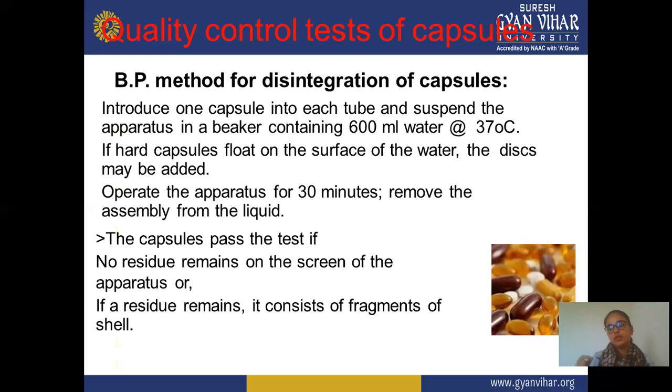These tubes are in a suspended condition, and you put your capsule in the tube. If a hard capsule floats on the surface of the water, discs may be added. So, take one beaker and fill it with buffer solution up to 600 ml. In this beaker there's a test tube-like container, and you put your tablet, or rather your capsule, in this tube. After that, you can see whether it is in a floating condition or a suspended, stable condition.